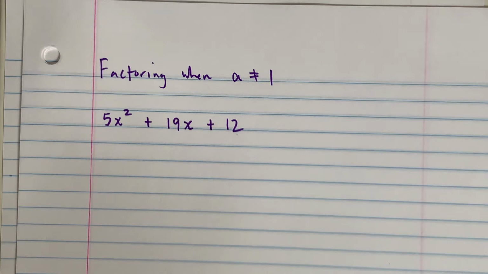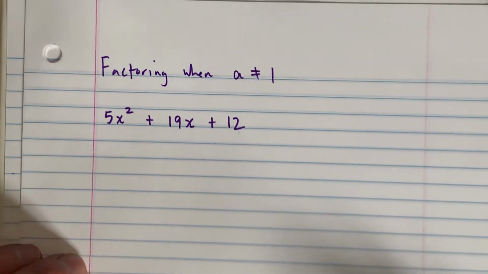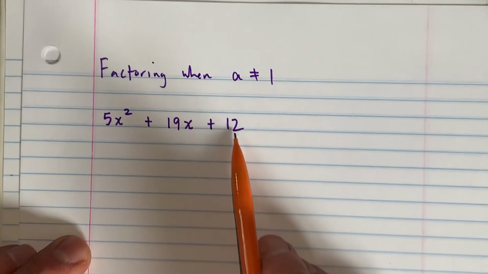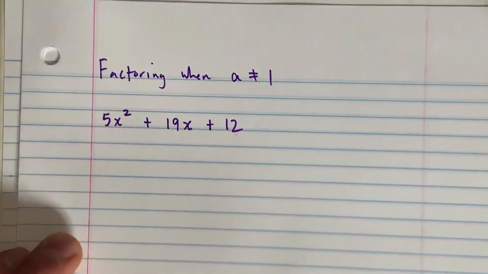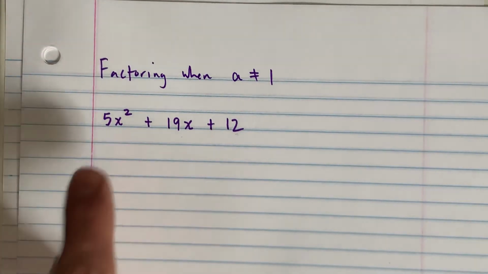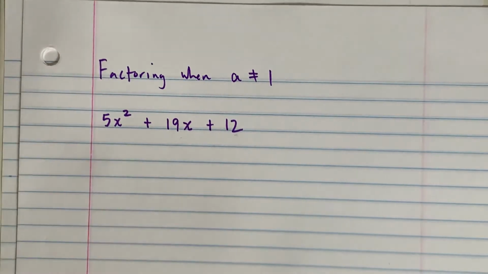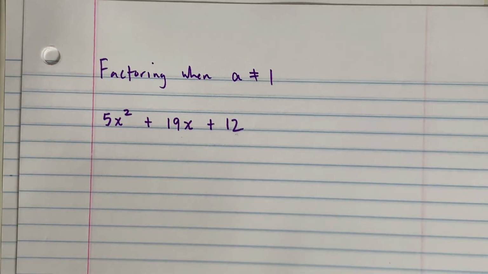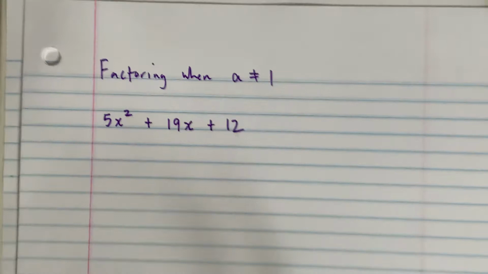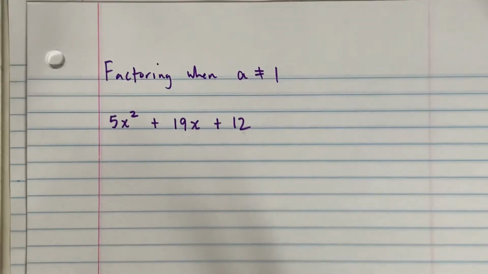So let's go ahead and break this apart. We have to do this a little differently. Before, we would just find what multiplies to 12 and adds up to 19. But we can't do that because of this 5. You could try it and you'll see when you multiply it out, it doesn't work. So we do this a little differently, but you'll see some similarities to what we did before.